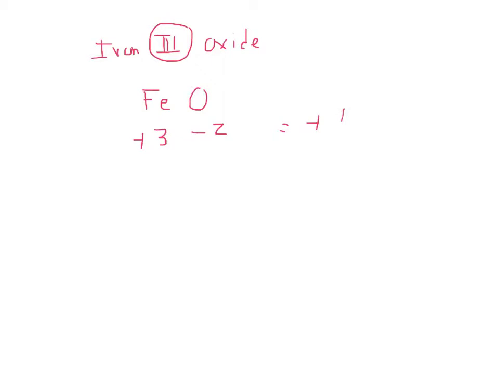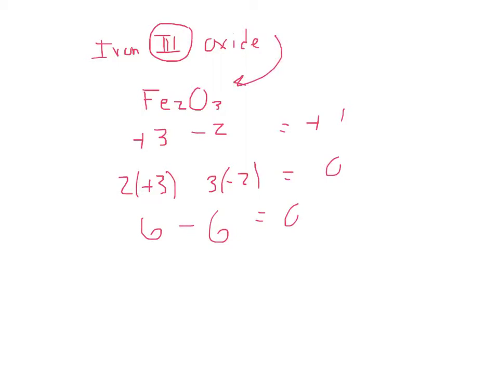So we do not have a neutral compound here. We need to figure out how we can manipulate this with whole numbers to get a neutral compound. If we look, we can multiply iron by 2, so 2 times +3, and we can multiply oxygen by 3, so 3 times -2, and we will get a neutral compound, or 6 minus 6 equals 0. So it would be Fe2O3. And that's how we go from the name to the formula.